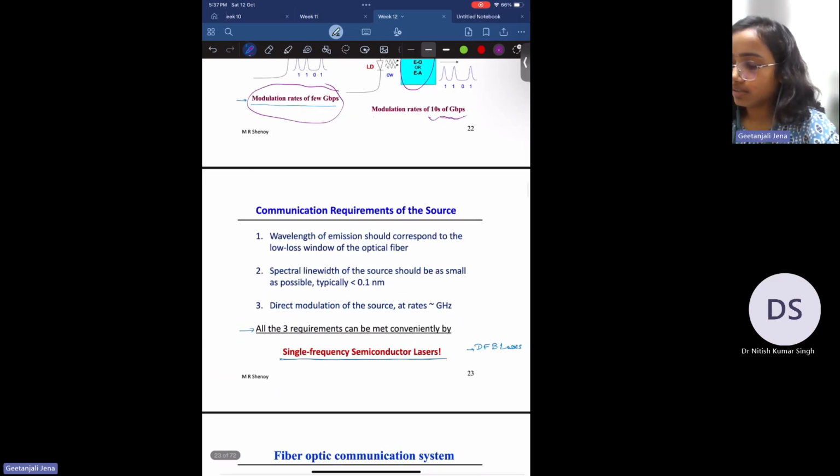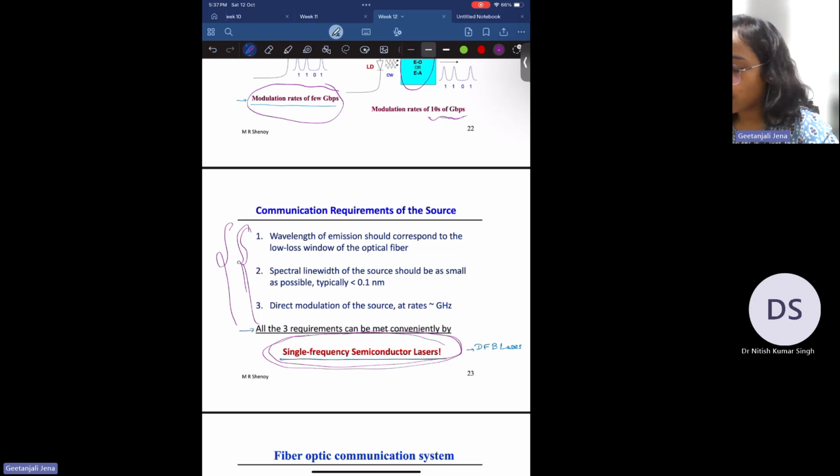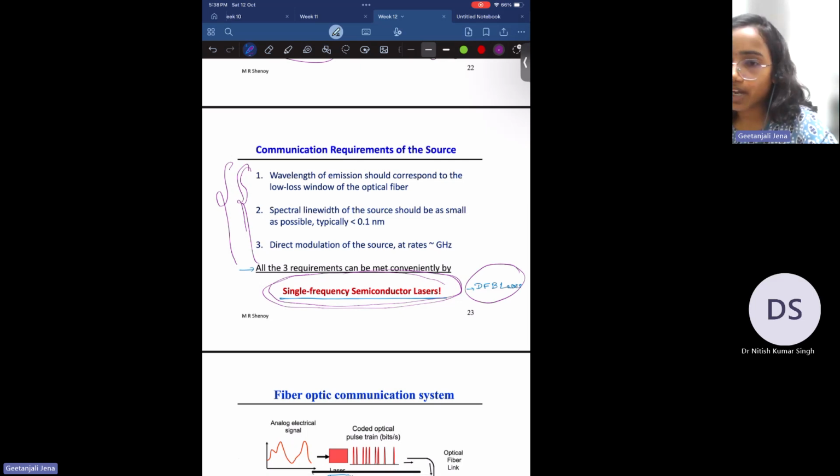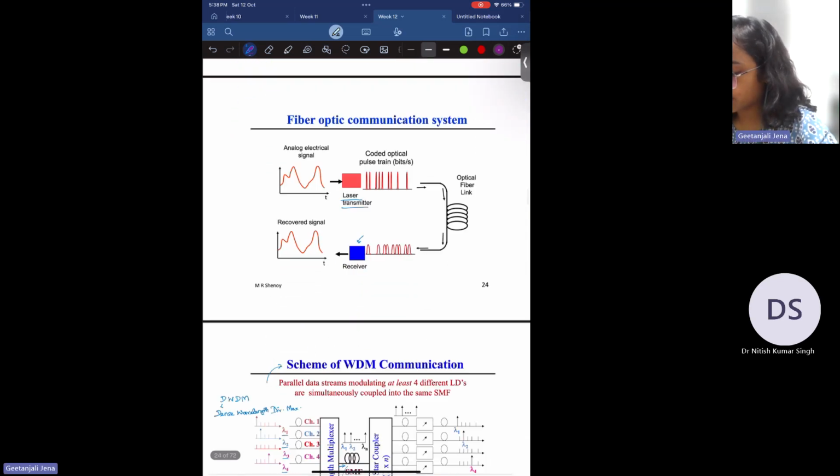These three requirements, that is, the emission wavelength should lie in the low loss window, the spectral line width should be as small as possible, that is less than 0.1, and direct modulation at gigahertz, are satisfied by the single frequency semiconductor laser. So if you use a single frequency semiconductor laser, it is possible to achieve these requirements and transmit the signal without significant loss, attenuation or dispersion. One example is the distributed feedback laser, which we have already seen. Okay, so let us quickly move to the next part.